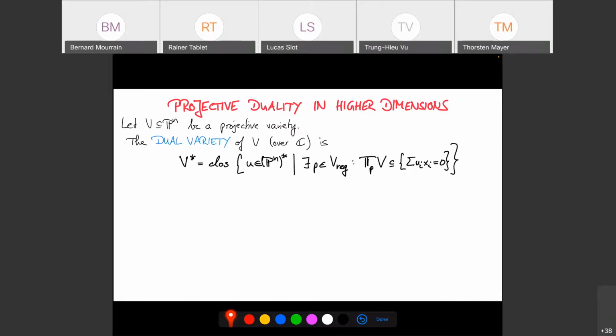Also here I have to assume, which I forgot to write, that this creature is irreducible, which is now a more complicated condition than just it doesn't factor. It's a topological condition on the space. Anyway, for this, I form the dual variety still in the same spirit. I want to capture tangency. For a dual curve, I collected the tangent lines. Now I want to collect tangent hyperplanes.